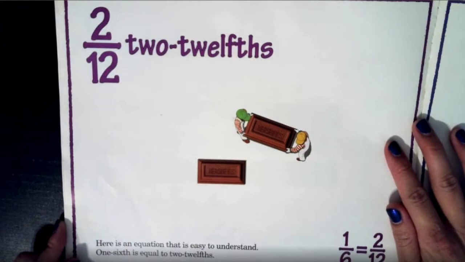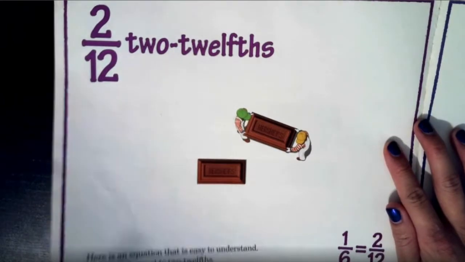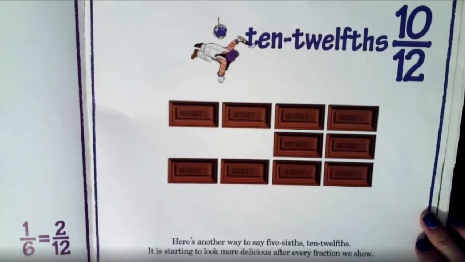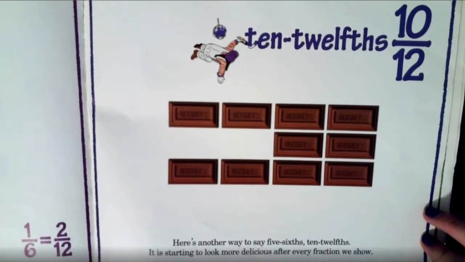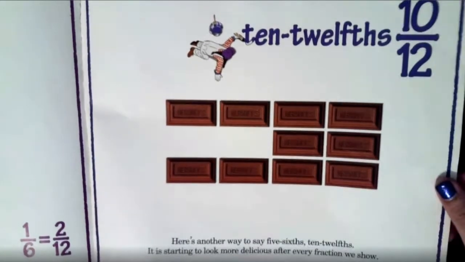2/12. Here is an equation that is easy to understand. 1/6 is equal to 2/12. 10/12. Here is another way to say 5/6. 10/12. It's starting to look more delicious after every fraction we show.